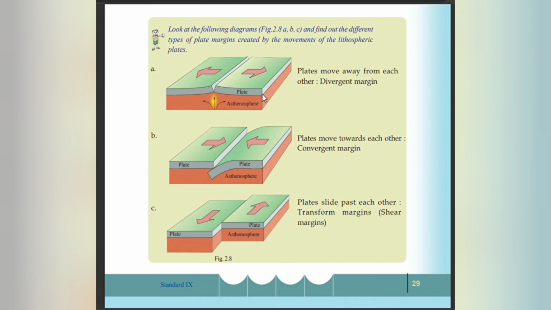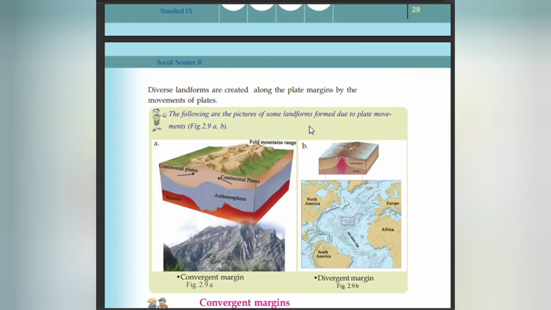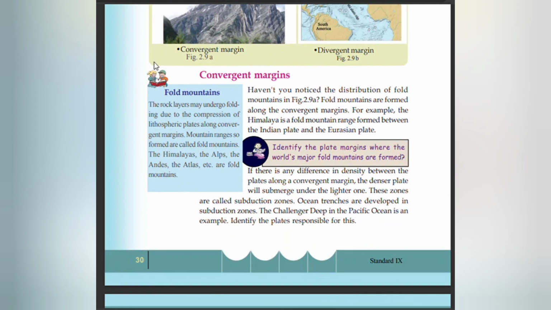Plates move away from each other, divergent margin. Plates move towards each other, convergent margin. Plates slide past each other, transform margins. Diverse landforms are created along the plate margins by the movement of plates. Convergent margins: fold mountains. The rock layers may undergo folding due to the compression of lithospheric plates along convergent margins. Mountain ranges so formed are called fold mountains. Himalayas, Alps, Andes, Atlas, etc.